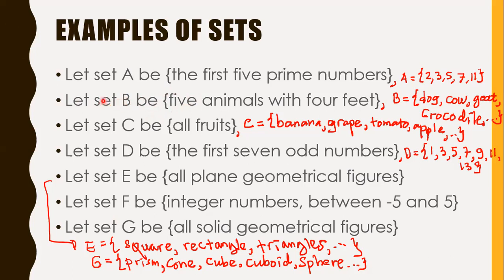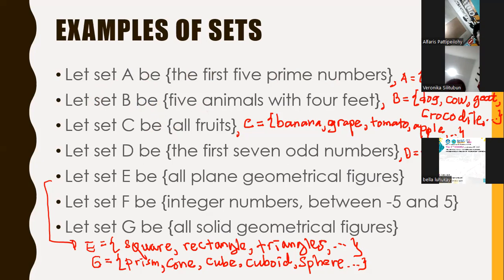Examples of sets. Let set A be the first 5 prime numbers. Let set B be 5 animals with 4 feet. Good. Okay, bagus. Let set C be all fruits. Let set D be the first 7 odd numbers. Okay, enough. Veronica Silitubun, continue please. E be all plain geometrical figures. Okay, enough. Thank you.